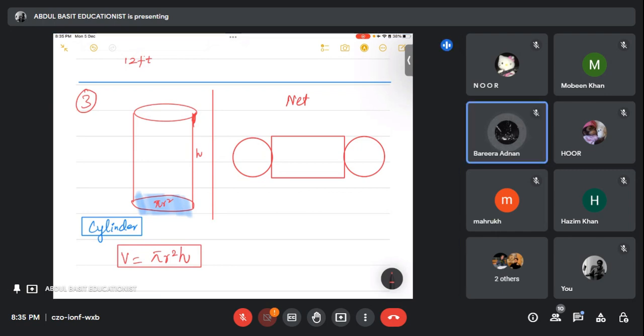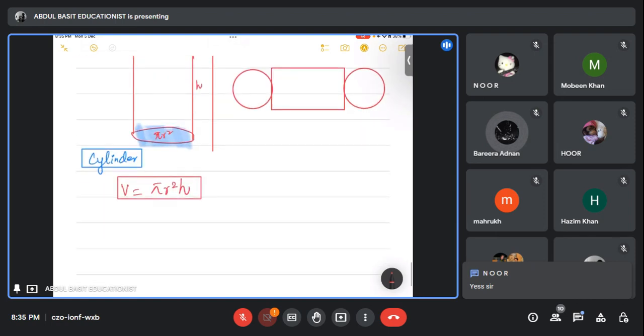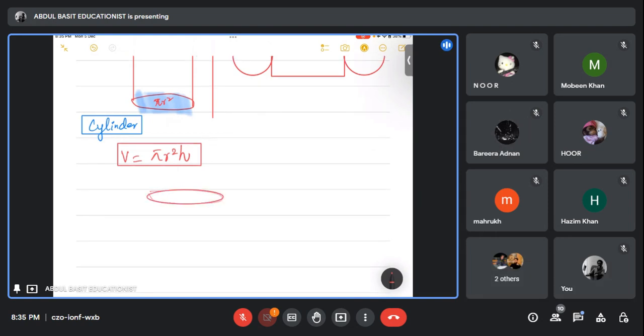Yes, sir. Okay, like right now, for example, I have a glass in front of me, and I'll be explaining this because the glass is in the shape of a cylinder. The glass looks like this. This is the glass I have right in my room. So it's a glass.